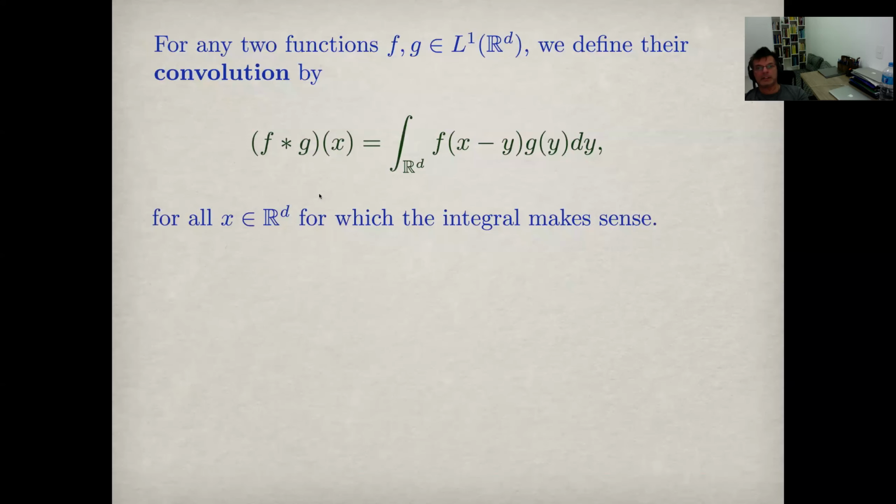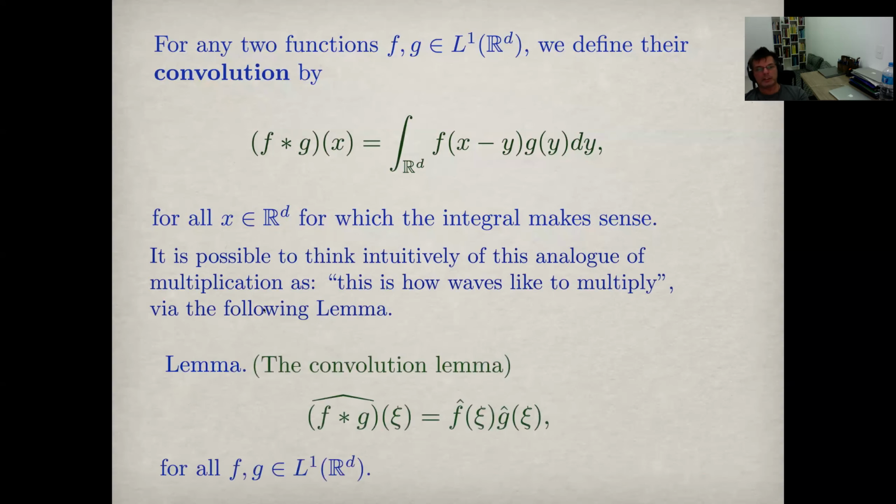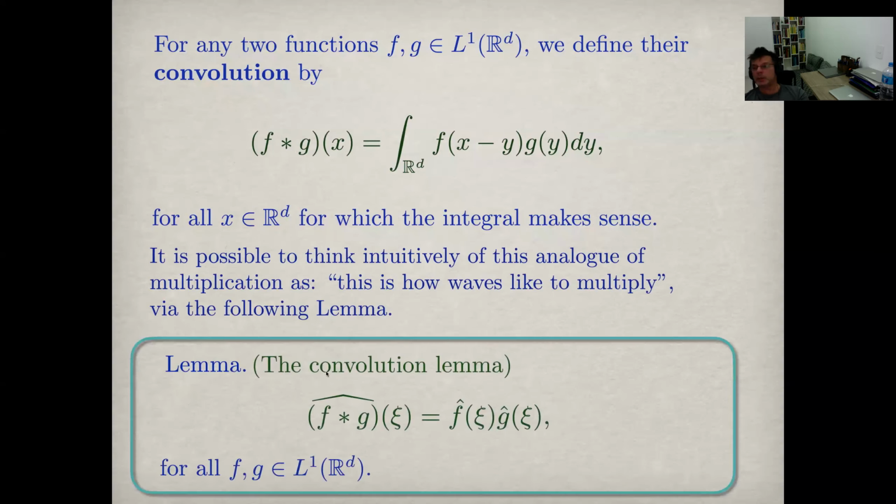And this integral, very interestingly, is kind of the way waves like to multiply. Why do I say that? Because of the following lemma. We'll call this the convolution lemma: the Fourier transform of the convolution is equal to the product of the individual Fourier transforms of f and g. And so on the frequency side, if you like, we have the product on the right, a function, let's call it f hat, times the usual multiplication of functions times g hat, where on the left, we have f convolved with g, and then the hat of that.